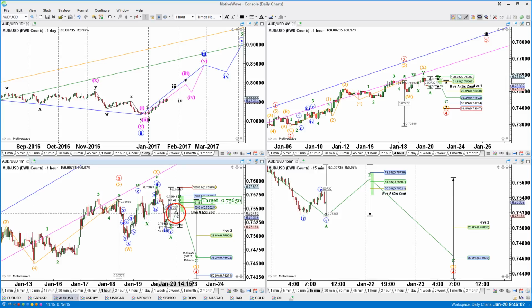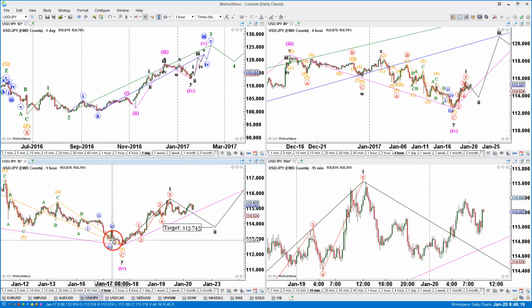So during the move up, if the price respects that resistance of the 75.65, we will have a high probability trade. Then we just need a technical excuse to find our setup.